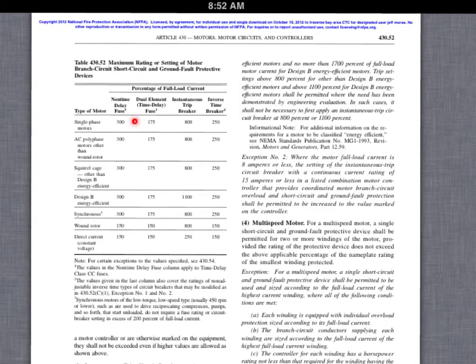So what these columns tell us is, once we determine our current rating of our motor, so we go to say 430.250, and we get that current rating of our motor, let's say it's 12 amps. What we're going to do is multiply that 12 amps times, in the case of us using a dual element time delay fuse, 1.75.